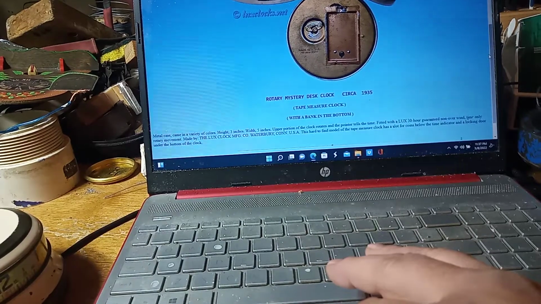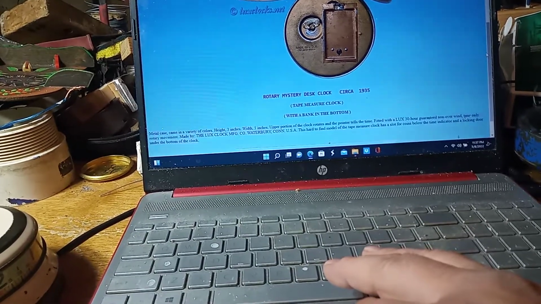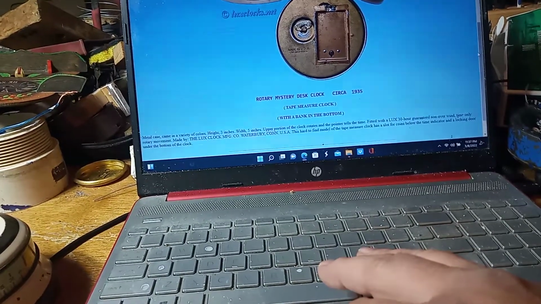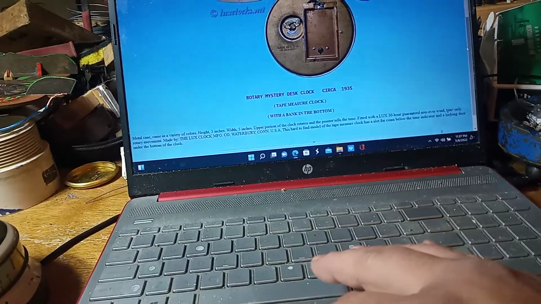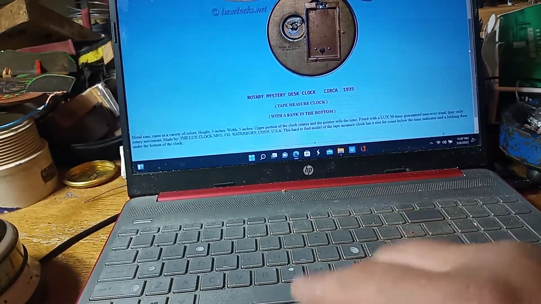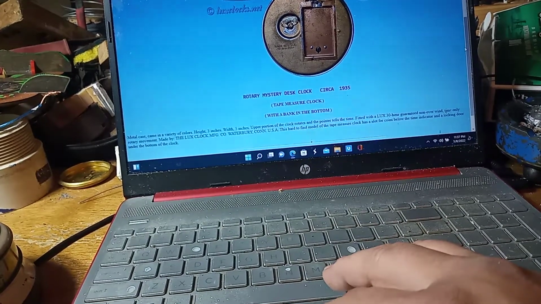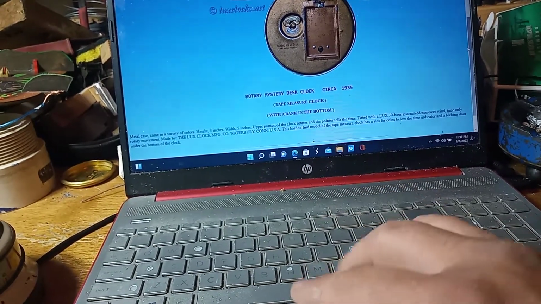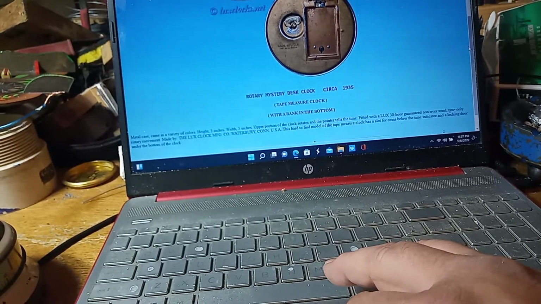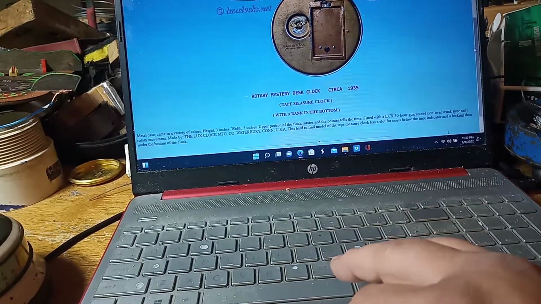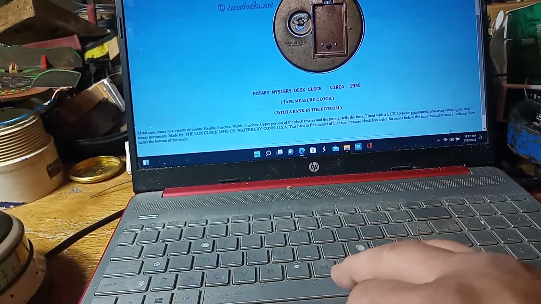Metal case came in a variety of colors. Height 3 inches, width 5 inches. Upper portion of the clock rotates and pointer tells the time. And then this hard-to-find model of the tape measure clock has a slot for coins below the time indicator and a locking door under the bottom of the clock.